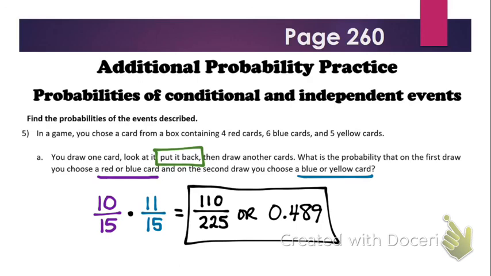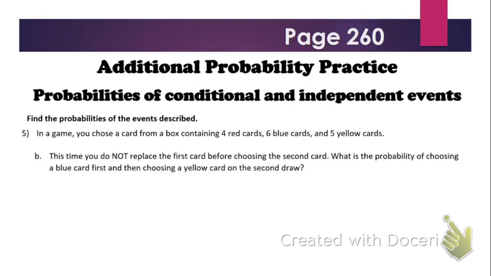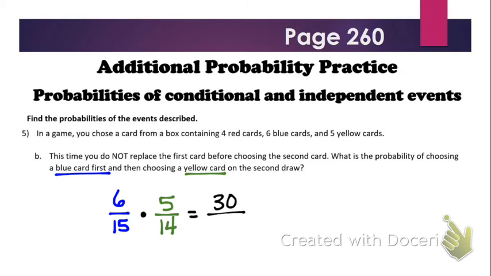What about part B? 6 out of 15 that I get a blue card first, and 5 out of 14 that I get a yellow card second. Why did the denominator change this time? Because you didn't put it back. 30 out of what? You said 220? 210. 210, thank you. I just didn't hear. Or 0.143.